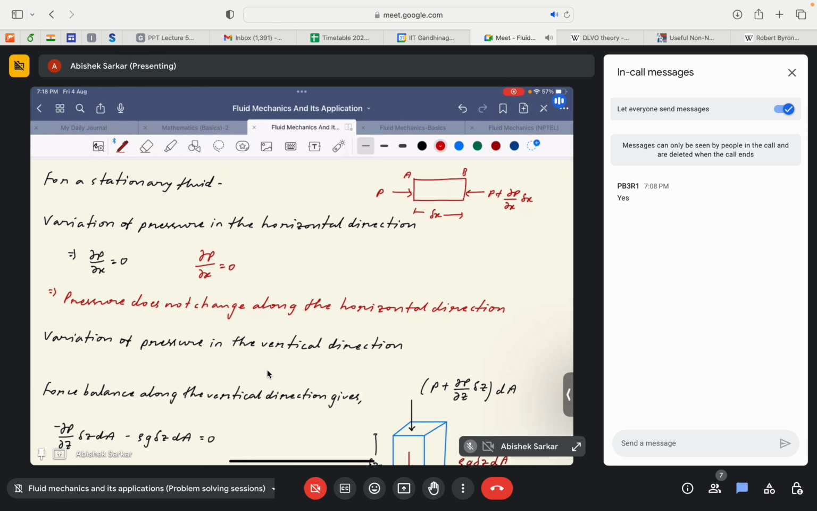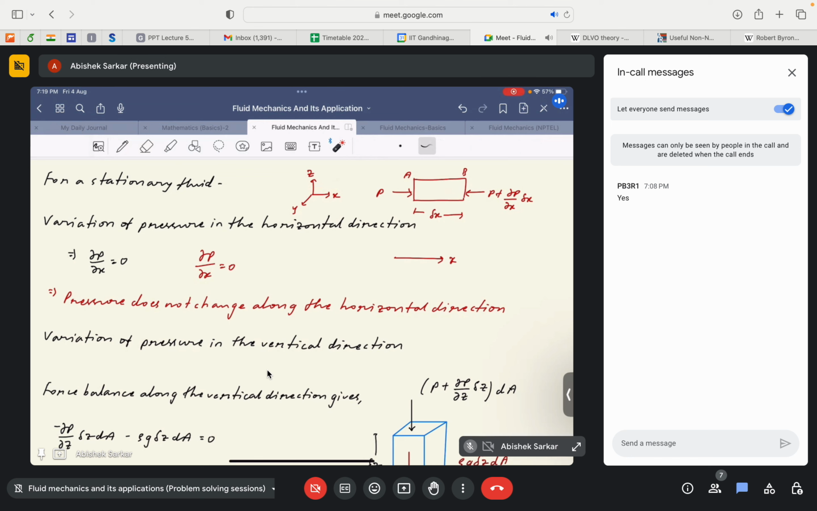So it basically means that there is no pressure gradient along the x direction in the case of static fluid. If we assume our axes to be in this form, say x, y and z, then in the case of static fluid there is no variation in the pressure along the x direction and the y direction, if you may say.